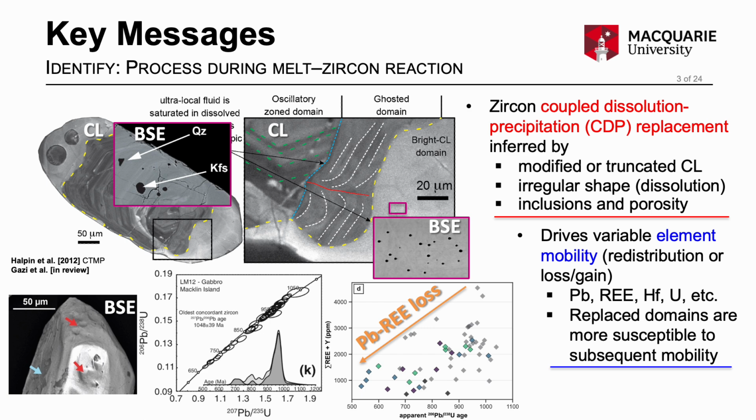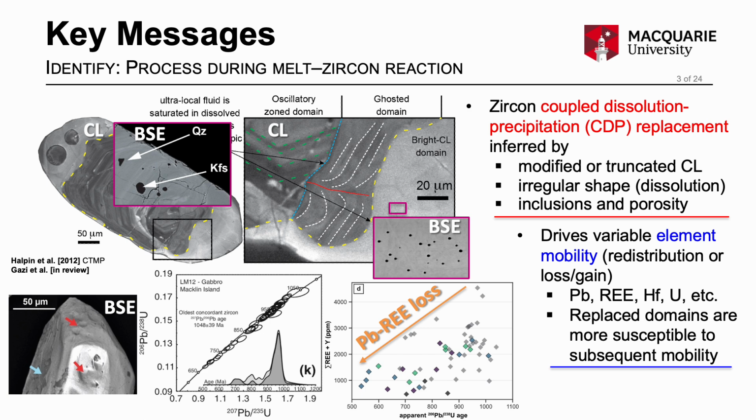The second key message is that trace elements are variably mobilized by melt-zircon reaction, and the CDP replacement process potentially redistributes elements within a grain, or it can add them or take them away from a grain. This occurs during CDP and depends on the connectivity or permeability of the fluid through the porosity formed in the replaced domains. The porosity also makes the replaced domains more susceptible to younger element mobility and lead loss compared to structurally intact primary zircon domains.